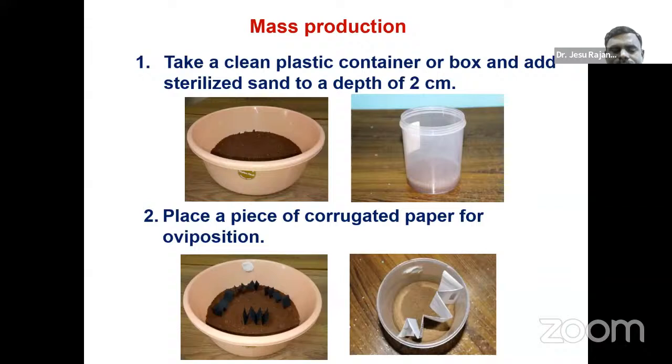There is no problem. The next important point, you put some corrugated paper. Corrugated paper means nothing, just take chart paper, but take black or brown color chart paper. Why prefer black? Maximum insects prefer a dark place for laying eggs. So better take brown or black color chart paper. Just make it zigzag, and keep it inside the chamber.